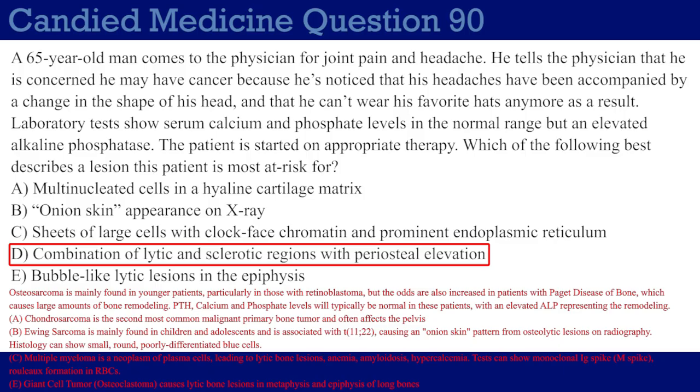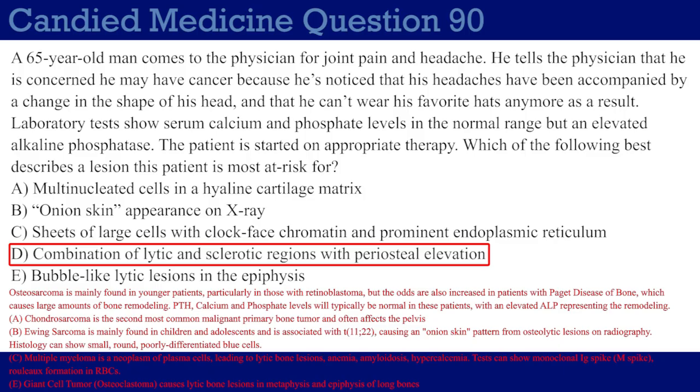Choice A, multinucleated cells in a hyaline cartilage matrix. This is referring to chondrosarcoma, which is the second most common malignant primary bone tumor. It's often found in the pelvis, and usually you need to be able to do a spot diagnosis on USMLE because they'll just give you a slide of the histology. It's pretty easy to identify because, as this answer choice says, it's in a hyaline cartilage matrix, so it just looks like cartilage, right? It has the transparent cartilage-looking matrix, and you'll see the chondrocytes mixed in the matrix. Not much else to say there.